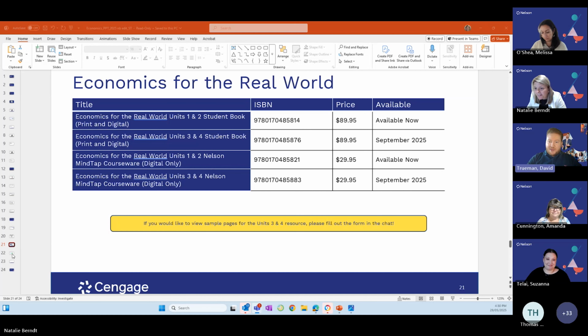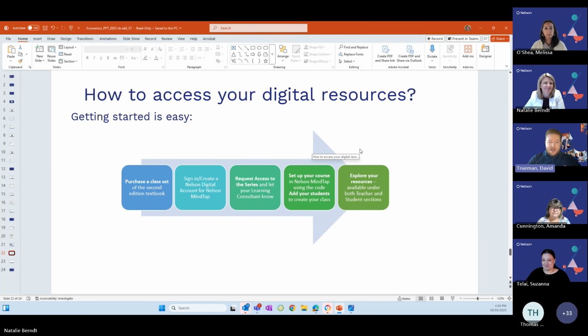I'll just talk about our online component. It's a little bit different if you've been using the previous edition. We were on Nelson Net, now we are on Nelson MindTap. Some of you might have done these steps already, but this is basically how to do it. We are based on a class set adoption model. So when your school purchases a class set of the physical books or digital codes, you've got the option of which one you'd prefer. Make sure you let us know as the learning consultant, and we can assist you with gaining access to the online materials.